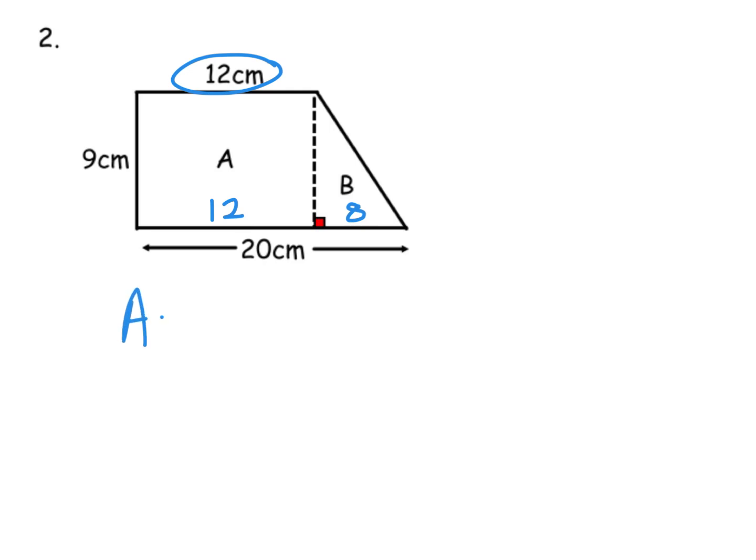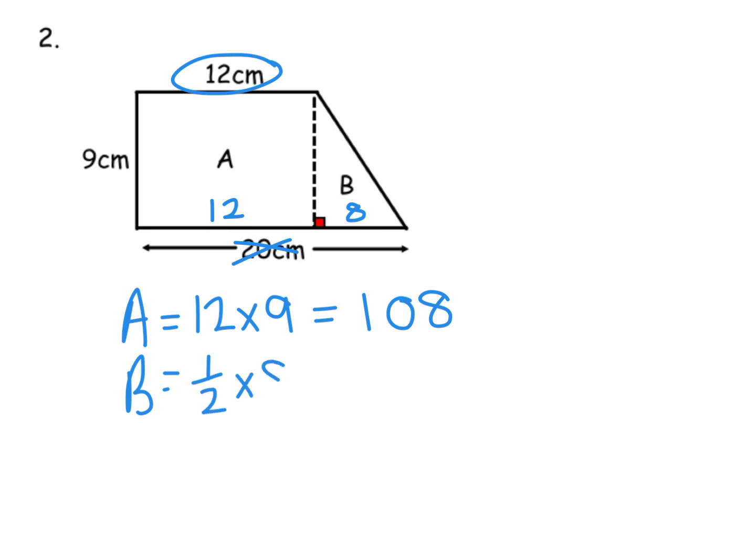So let's start with area A. Now area A is the rectangle, so we're not using that 20 at all. That was just to help us get the base of the triangle. So the rectangle is 12 times 9. 12 times 9 is 108. Area B will be half base times height. The base of the triangle is 8. The height of the triangle is 9. A half of 8 times 9 is half of 72. Or if you want to make it easier, half of 8 is 4. 4 times 9 is 36.